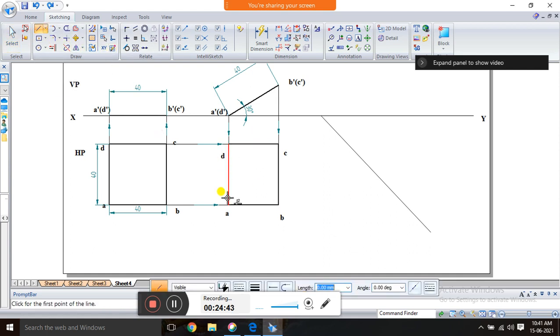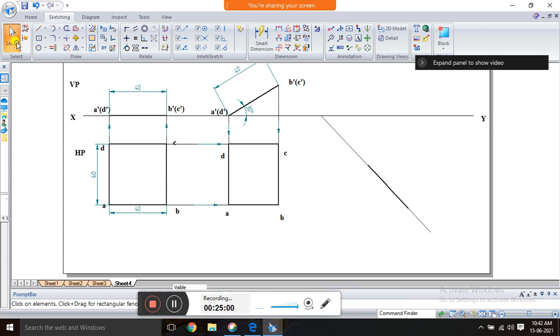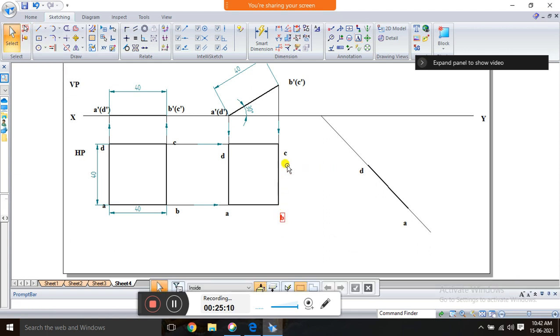So this is AD. First you have to draw AD. So AD is 40, it won't change the side length, so it is 40. Place it here, then increase the thickness because it is visible, all the thick lines represent visible edges. So write this is A and this is D. Now I need points B and C.